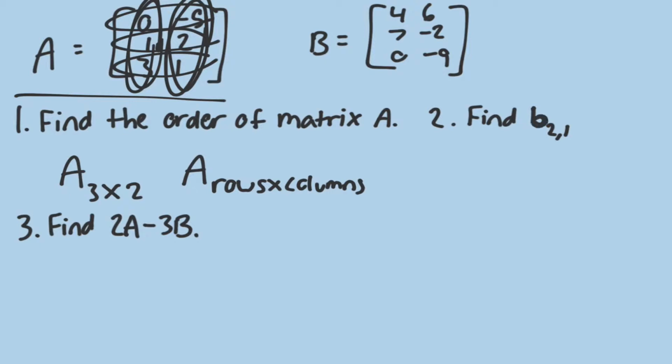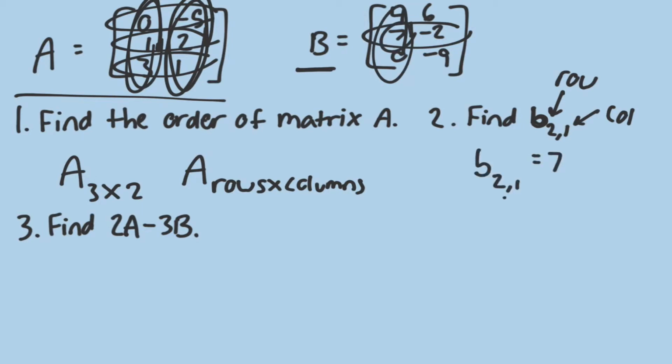Number 2, find B21. So this is lowercase b, which means we're talking about matrix B, but not the whole matrix, just one element in matrix B. So it's a way of locating an element. In matrix B, again, rows go first. So we're looking at row 2, column 1. So row 2 with column 1, that's going to be 7.